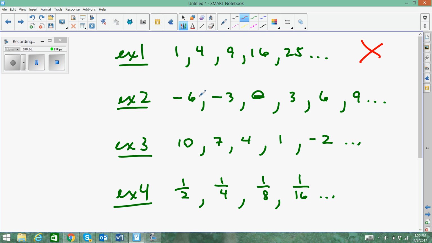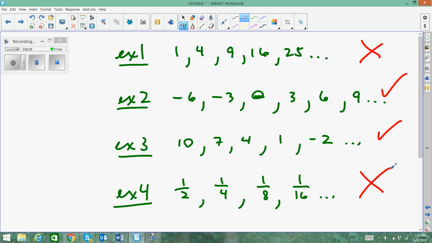This one goes up 3, up 3, up 3, up 3. So this one is. This one goes down 3, down 3, down 3, down 3. So this one is, and this one here, this doesn't even look like they're differences. The differences are not alike. So that is not an arithmetic sequence. So now you know what these things look like.